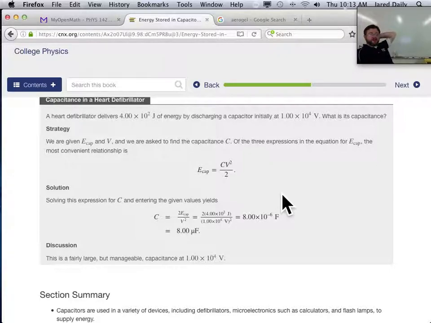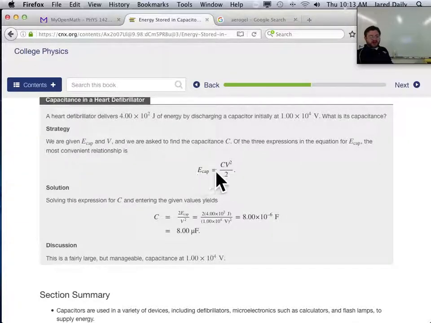Anyway, so here we have a heart defibrillator. It's going to deliver 400 joules of energy, and it's going to discharge a capacitor that has 10,000 volts across it. So 10,000 volts, 400 joules. We know the amount of energy and we know the voltage, and they want us to calculate the capacitance of the capacitor. Okay, well, the energy of the capacitance is CV squared over 2, and we have been told the voltage and the energy.